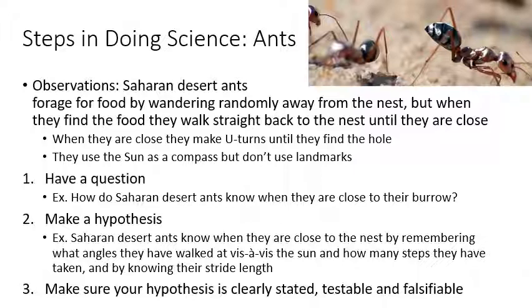So these scientists said that they know when they're close to their burrow because they can remember what angles they walked at as they were wandering around. They remember what angles they were walking at compared to the sun, and they remember how many steps they took, and they know how long their strides are. So they can synthesize all of that information to figure out how far from the nest they had gone, and therefore how far they need to walk in a straight line back to the nest until they're pretty close to it.